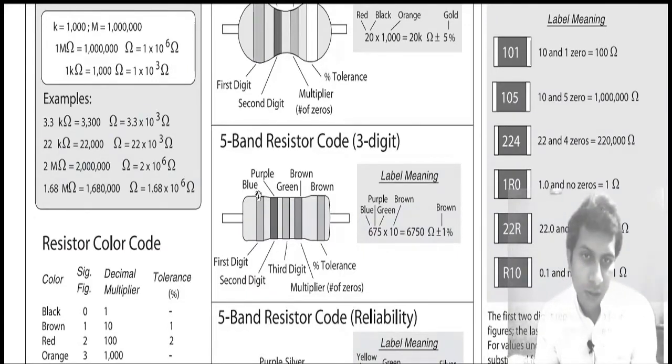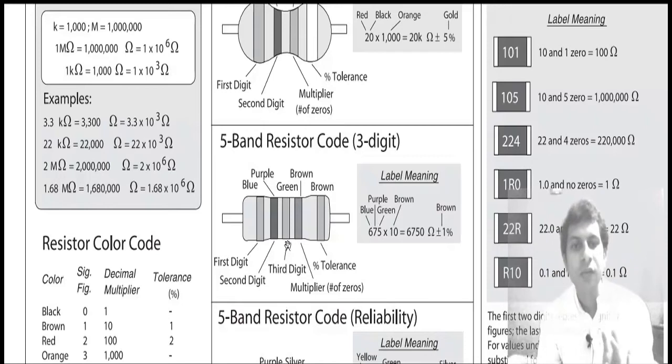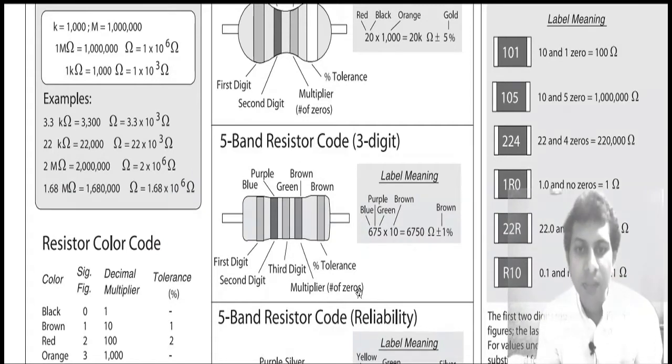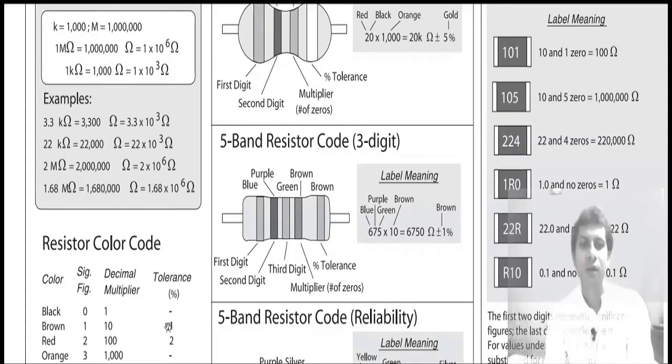First is blue color, and it is again the first digit. The second color is purple, and it is again treated as the second digit. And green is the third band. In the above example, the third band is treated as a multiplier, but here, if it is a 5-band, then we have to take this third band as the third digit, and the fourth band is treated as the multiplier, right? Then the last one is of brown color, and it should be plus minus 1% for the tolerance.